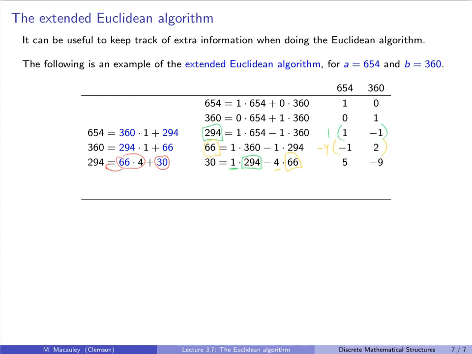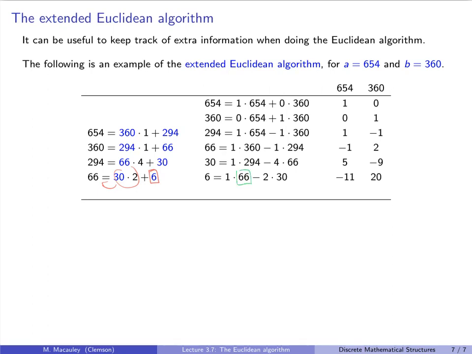And we keep going. So let's divide 30 into 66. We obviously get 2 with a remainder of 6. So 66 equals 30 times 2 plus 6. So we solve for 6, and we move the 30 over, and we get that 6 equals 1 times 66 minus 2 times 30.